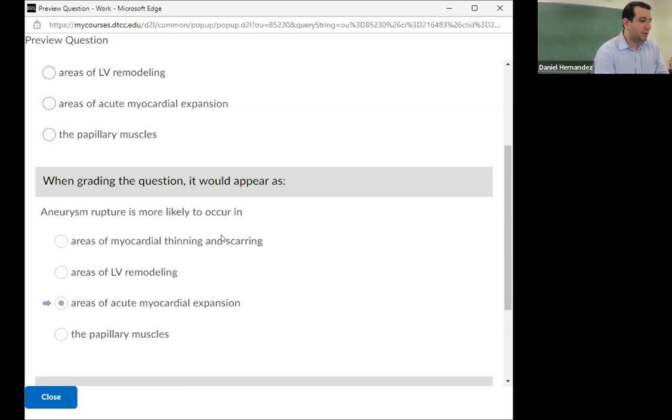So the scarring is good. The scarring will actually protect the ventricular walls, or the myocardial walls, from rupture because that scarring, again, is fibrous tissue. It's dense. I don't want to say thick. It's thin because it's thinned out, but it's echogenic and it's dense.